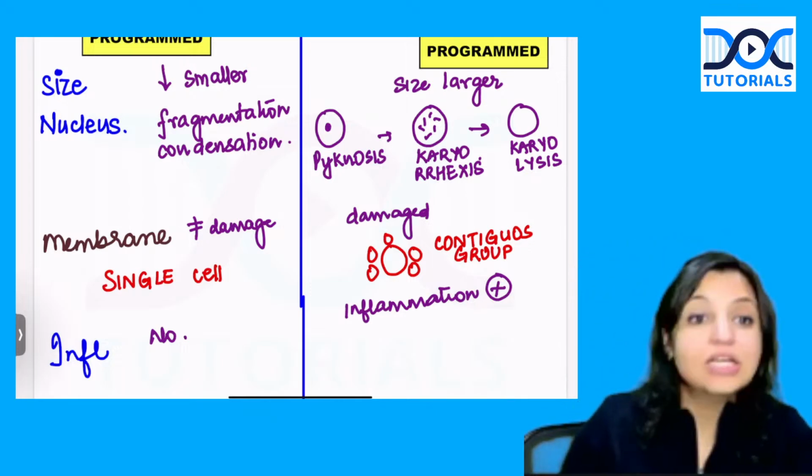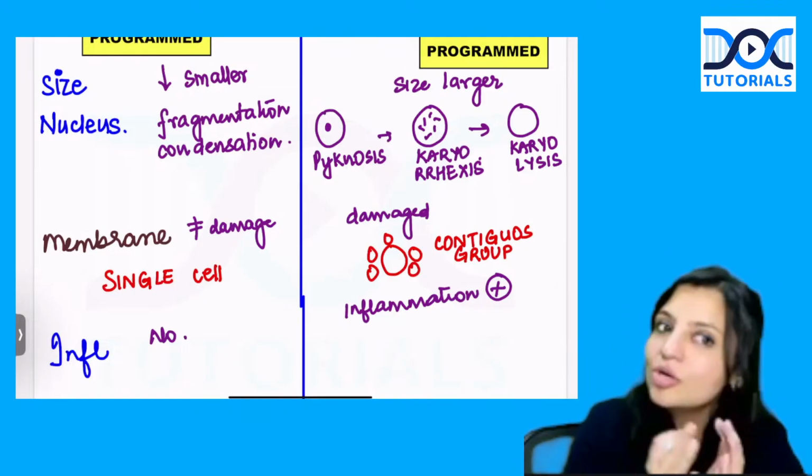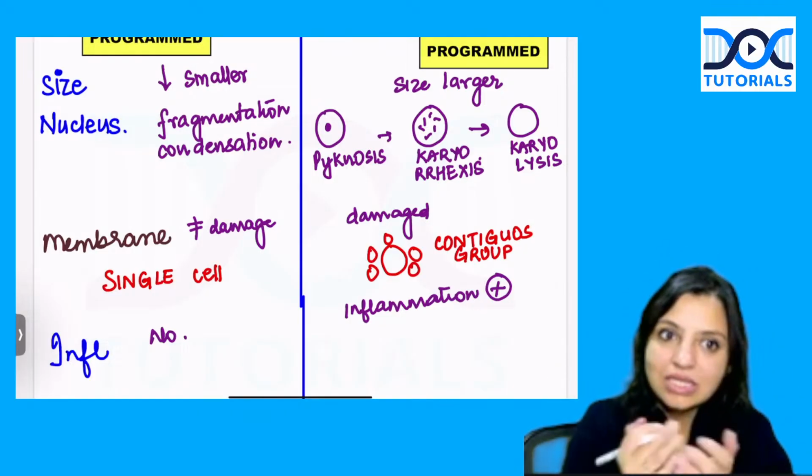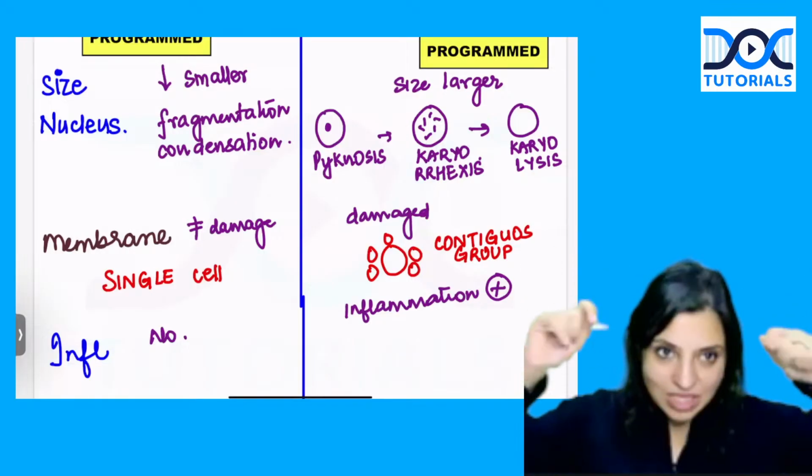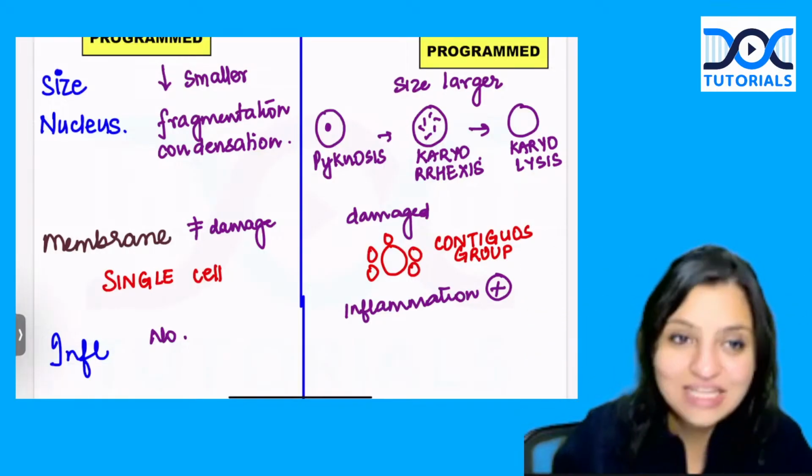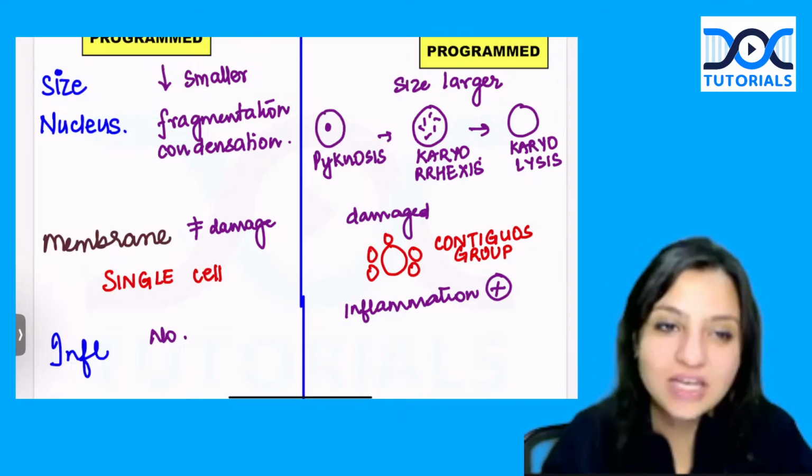Now, obviously, who are these contiguous group of cells who come closer to help? And who are the inflammatory cells who are standing far off and they're making the videos, okay? So they are inflammatory cells. So inflammation is always a feature of necrosis.